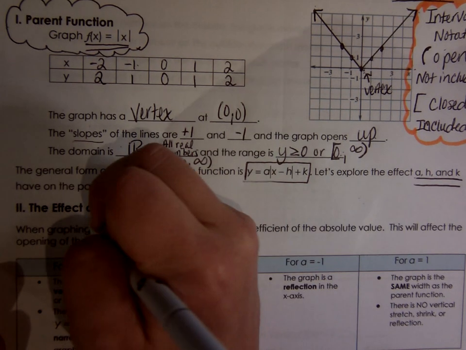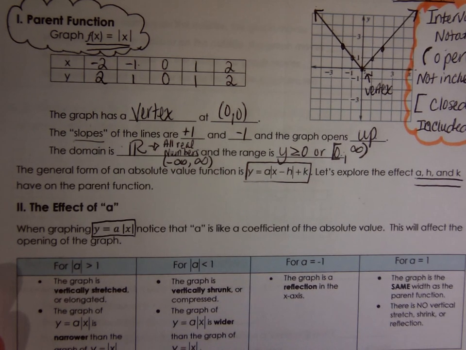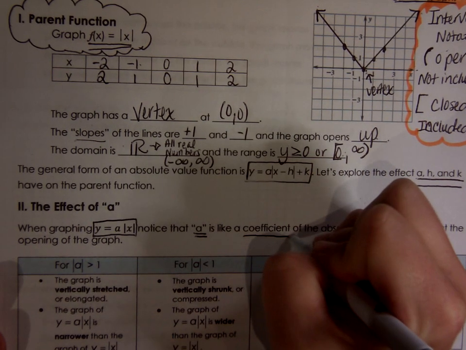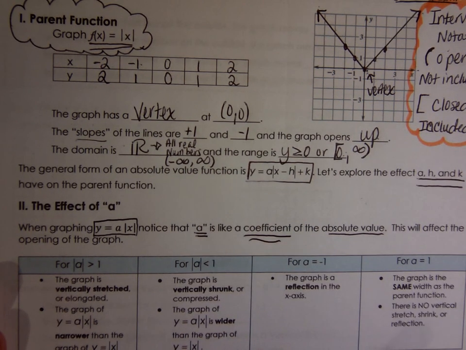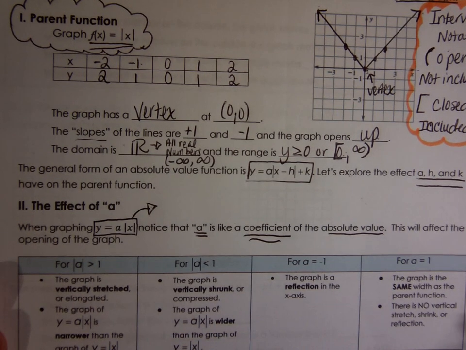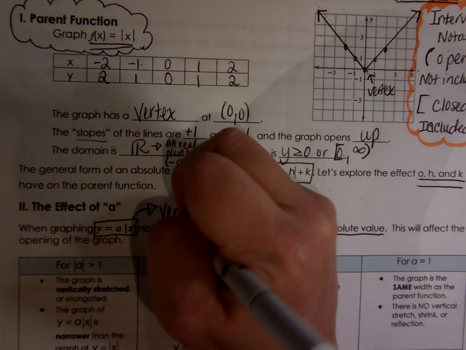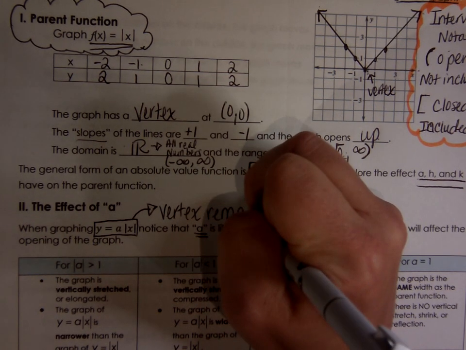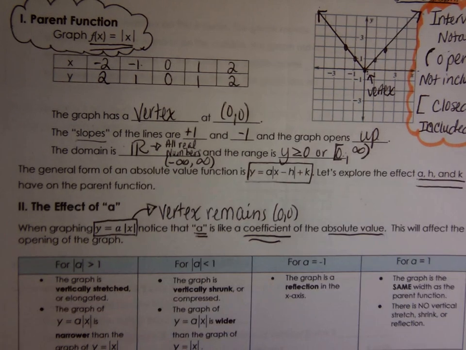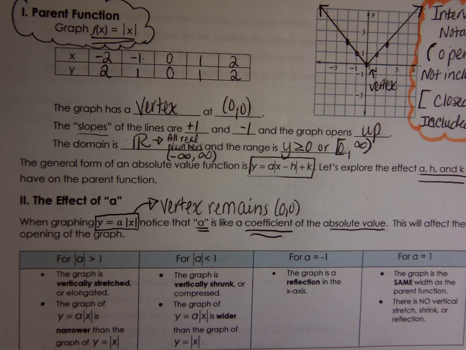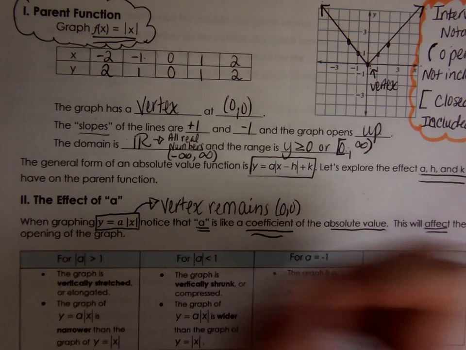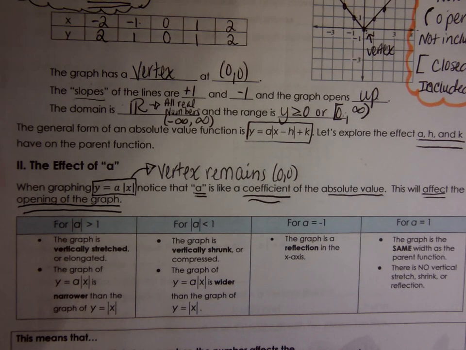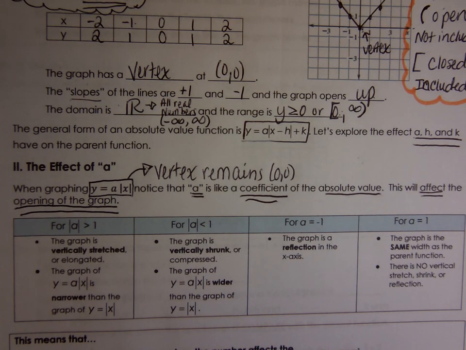Now, whenever you are graphing y is equal to a times the absolute value of x, notice that a is like the coefficient of that absolute value. In this problem, notice that we do not have an h and k, which means that our vertex is going to remain 0, 0. It's always going to be located at 0, 0. Instead, our a value affects how the graph opens. It affects the opening of the graph. So depending on what characteristic a is, depends on what the graph is going to look like.